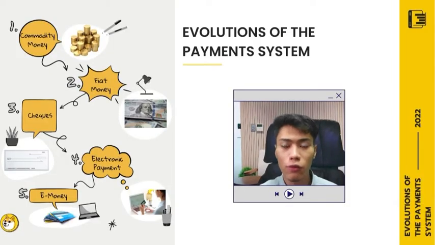The first payment system was commodity money, which was made up of precious metals or other valuable commodities such as silver, gold, and copper. Commodity money was used as the medium of exchange in all but the most primitive societies from ancient times until several hundred years ago. However, it was abandoned due to difficulties transporting from one place to another.